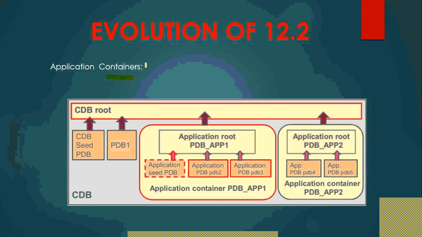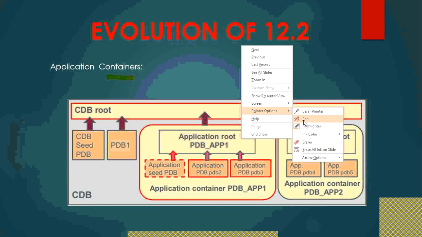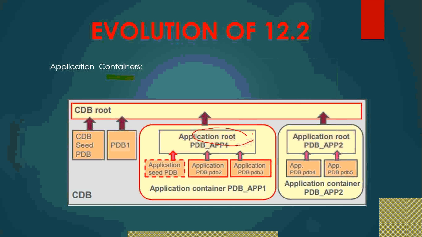Now, when we talk about the application container, it consists of the application root, which you are seeing here. Let me mark it here. Yes, this is the application root. Apart from that, we can go ahead with an optional application feed PDB. Now, this is optional. If you want to create the application feed PDB for provisioning of a new PDB within that application root, you can. Otherwise, you can simply skip it. And application PDBs, you can further configure.